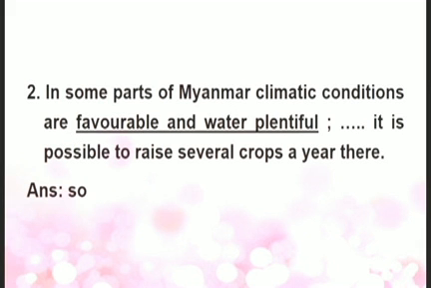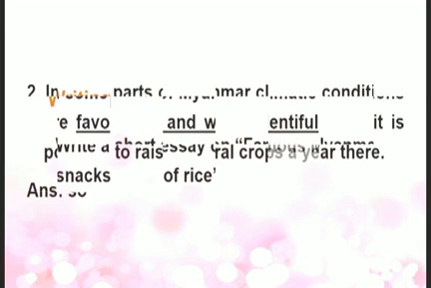Let's look at number 2. The given sentence is: In some parts of Myanmar, climatic conditions are favorable and water is plentiful, so it is possible to raise several crops a year there. Here, the sentence shows a conclusion of what has just been said, and we have to use so to fill the blank. The rest of the exercise can be done on your own, and all the answers are provided for you in the study guide.